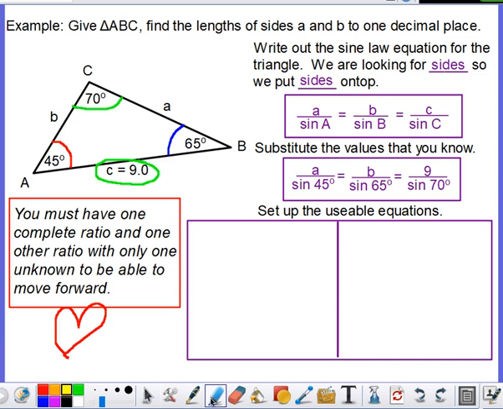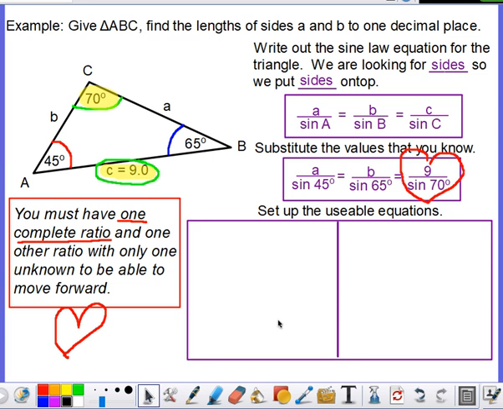So we have a over sine of 45, which equals b over sine of 65, which equals 9 over sine of 70. And you notice that there is one complete ratio, which is exactly what we needed, and it's this one right here. So this completed ratio, the 9 over sine of 70, is going to help us solve for both side length a and side length b. Now, the sine law is super applicable when you have an angle and its opposite side. That is a huge indication that sine law is going to work here.